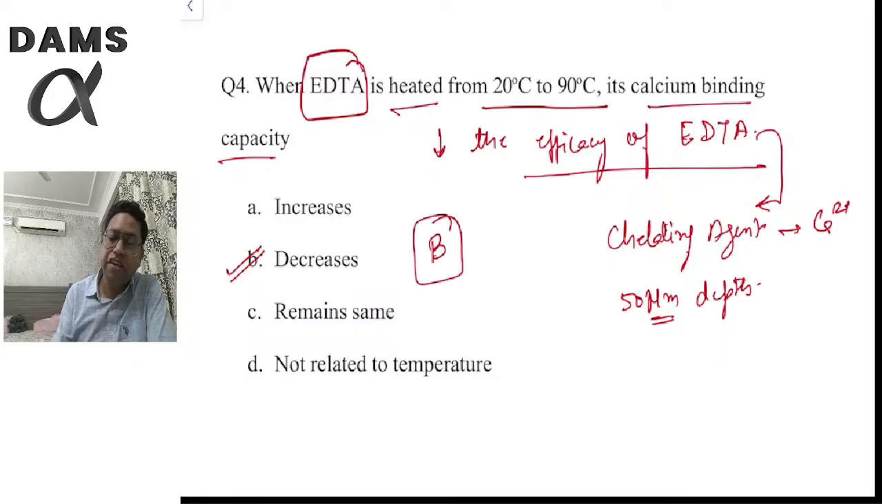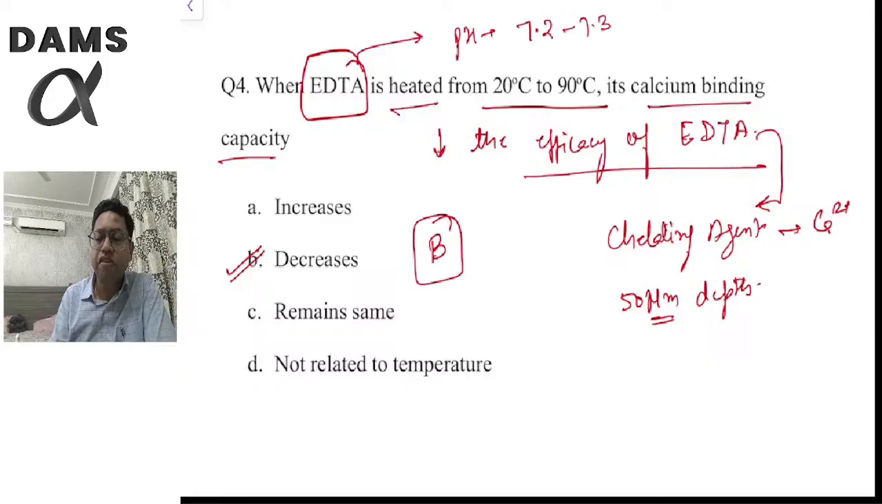And this EDTA solution that is used has a pH value of 7.2 to 7.3, it is a slightly alkaline solution, and it is usually used in a 17% concentration. These are some of the facts related to EDTA as a root canal irrigant.